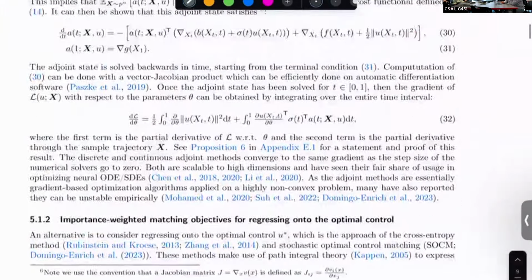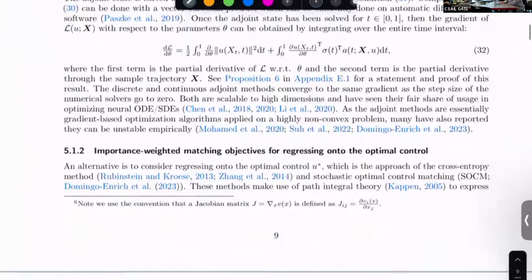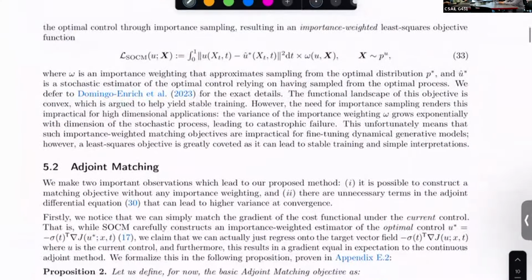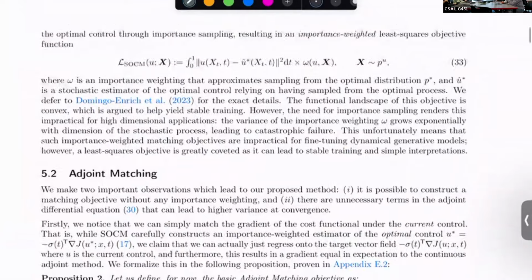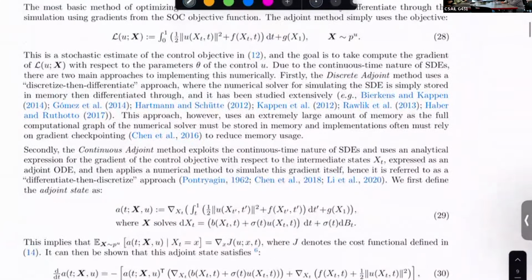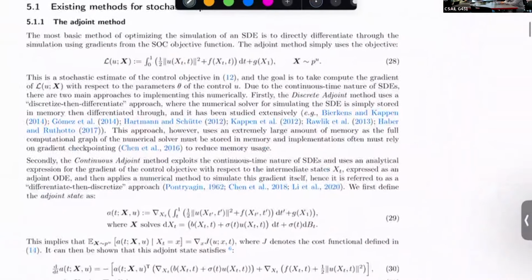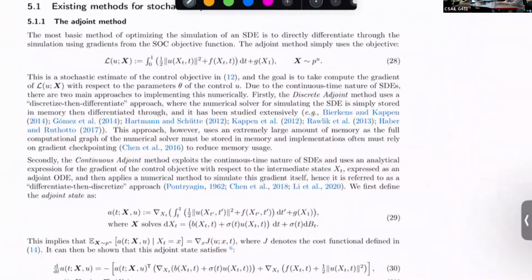Right. So I think I can do that. I'll cover basically 5.1.1 and then this. We have now fully accepted that we want to optimize the stochastic optimal control problem with the memoryless schedule. I'm convinced now. Okay. So first I'll talk about the adjoint method, which is what we build on.